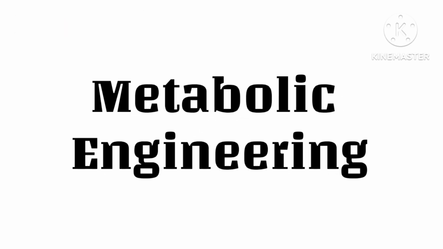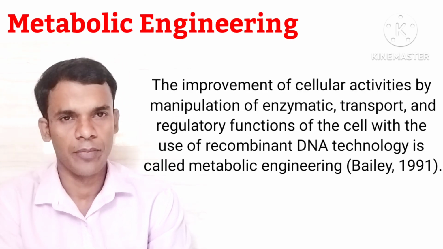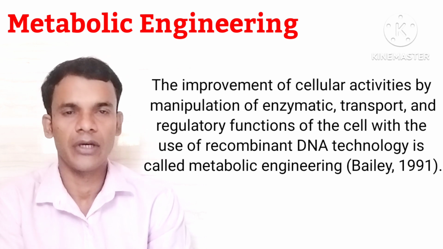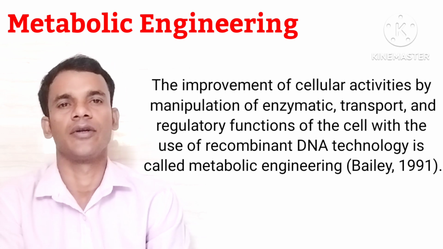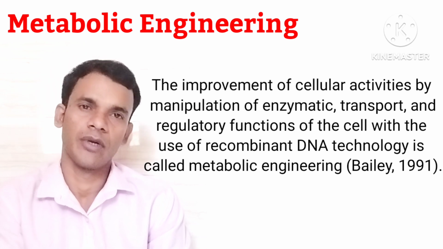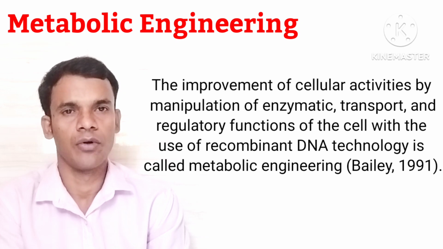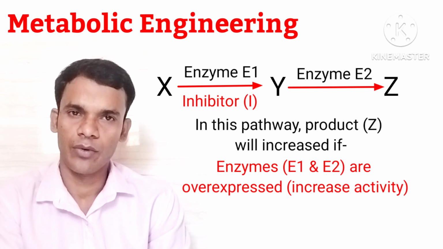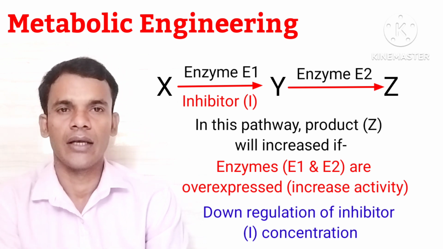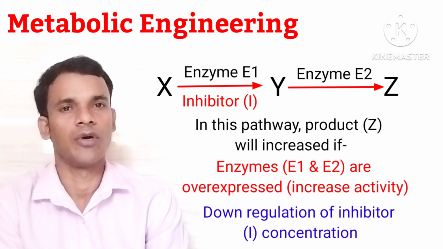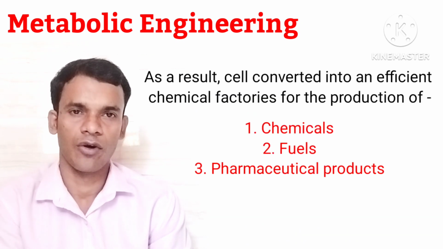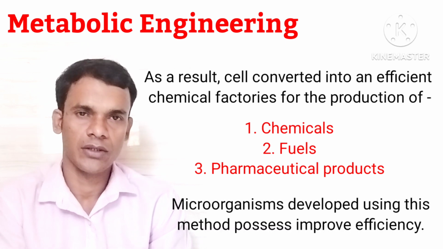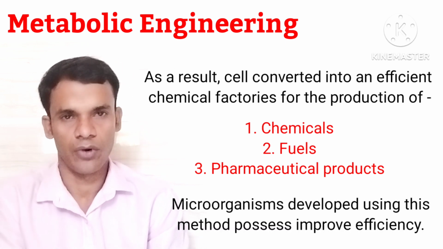Now we will talk about the role of metabolic engineering in strain improvement. The improvement of cellular activities by manipulation of enzymatic, transport and regulatory functions of the cells with the use of recombinant DNA technology is called metabolic engineering. This method requires overexpression or downregulation of certain proteins that have an important role in the target metabolic pathway. As a result, the cell is converted into an efficient chemical factory for the production of chemicals, fuels and pharmaceutical products.